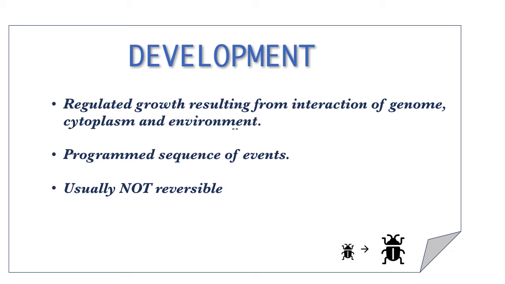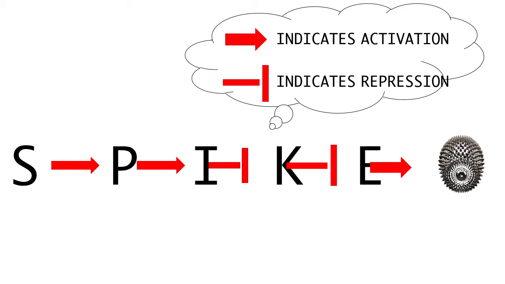Today, I'll be discussing a hypothetical developmental network that leads to the formation of spikes in certain cells of the ectoderm of the spiny beetle. The pathway provided to us is shown below, leading to the formation of spikes.